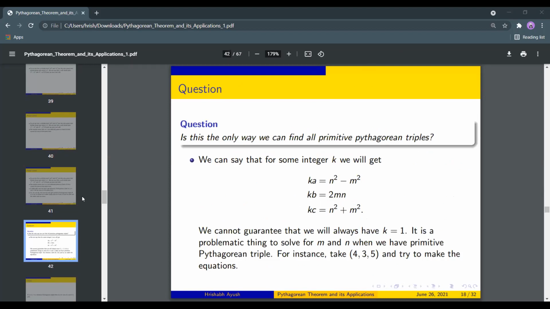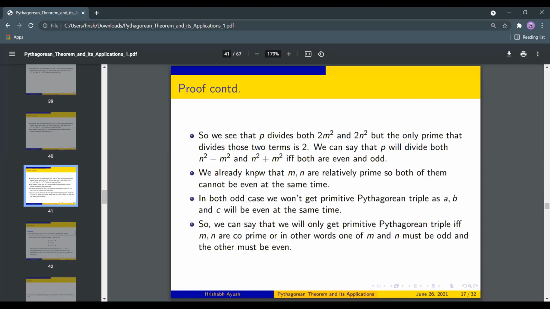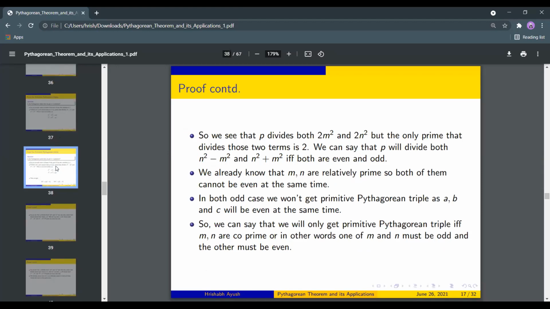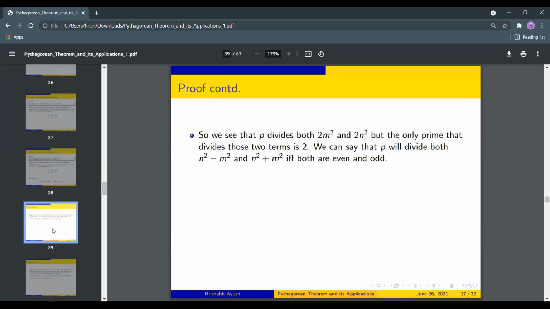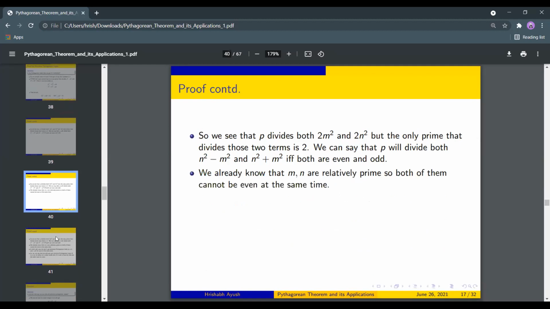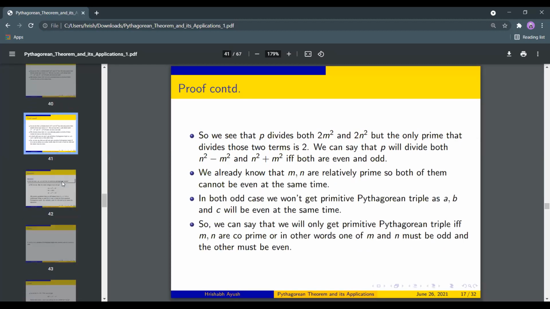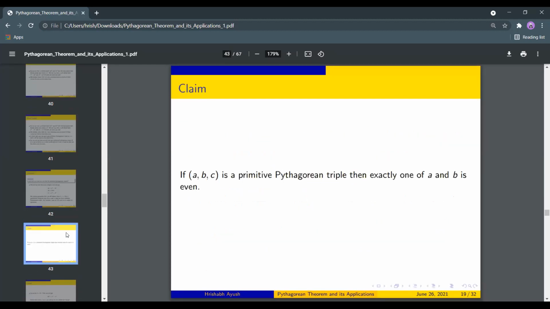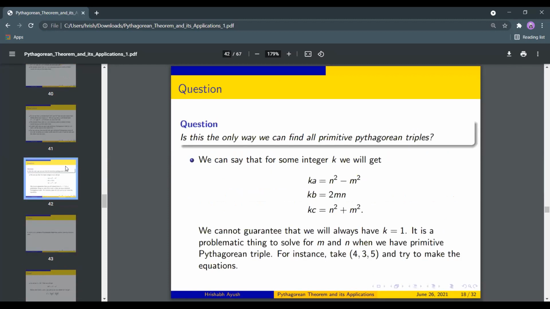So is this the only way we can find all primitive Pythagorean triples? Like this way, using this parametrization, and then we find n square minus m square, and then we try to find the contradiction. And so our claim: is this the only way we can find all primitive Pythagorean triples?